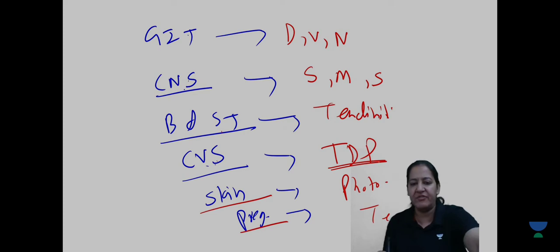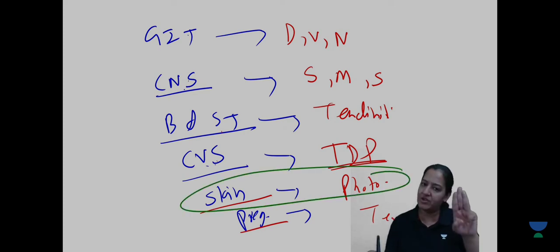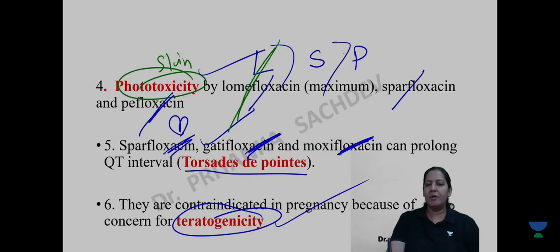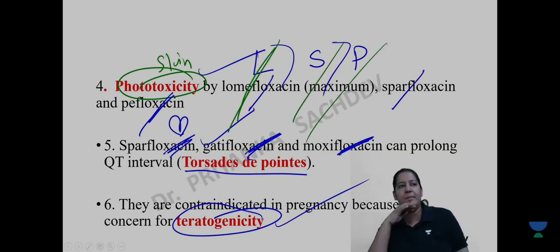Now tell me the specific names which cause phototoxicity. Only three cause phototoxicity, not all. So the mnemonic is LSP. I have told you the mnemonic. The mnemonic is LSP. That is Lomeflox, Sparflox, and Pflox. Everyone give me a thumbs up.